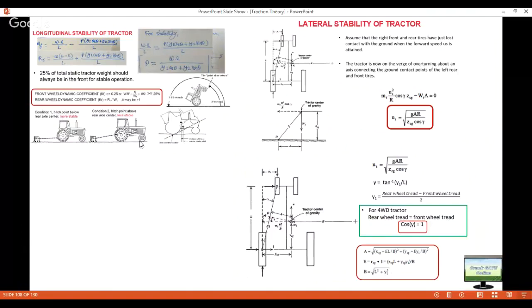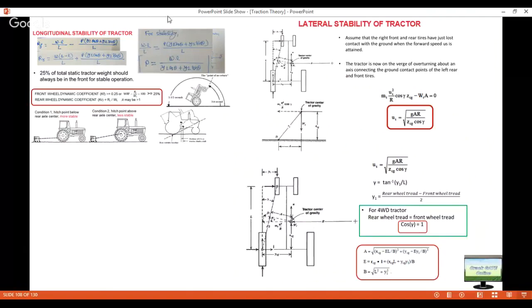If your center of gravity location is very high, or if your wheelbase is high, then again your stability will be different. If you are taking a turn, and at that time your speed is very high, then your tractor can become laterally unstable. Again, this depends upon the wheel tread, and this depends upon the wheelbase.